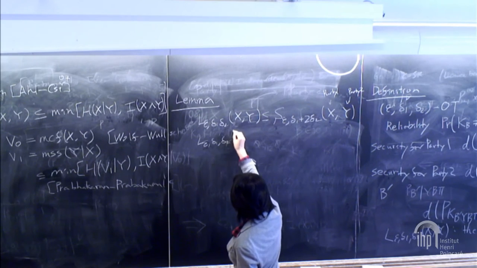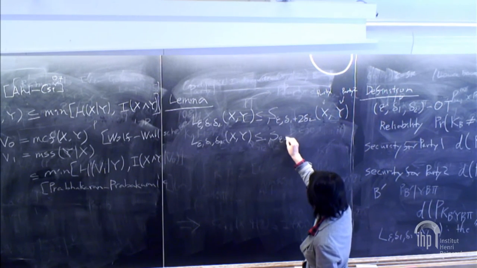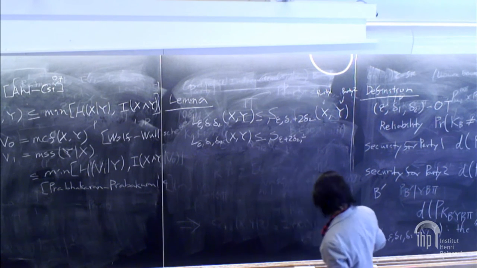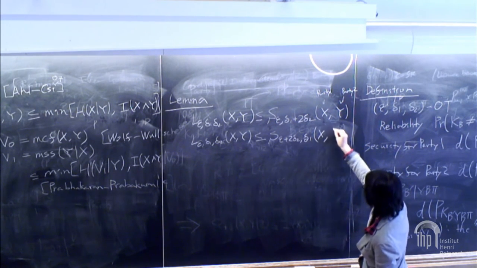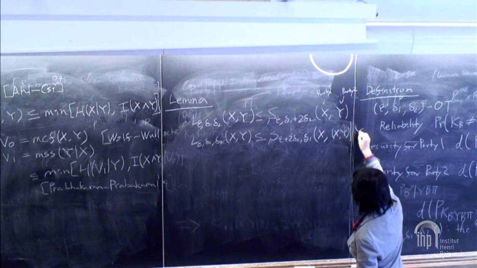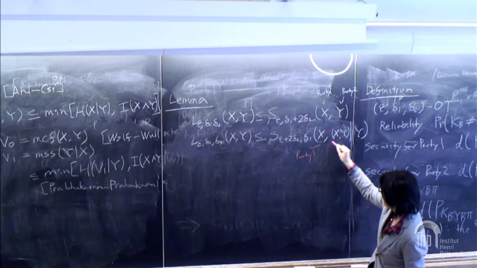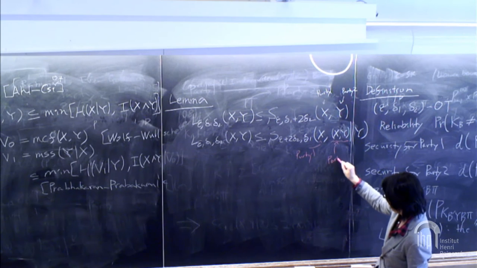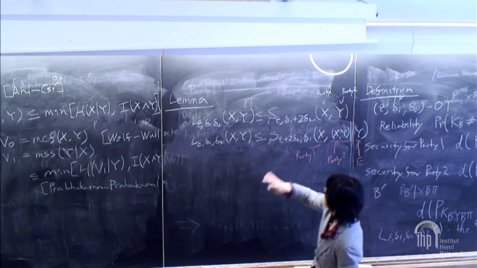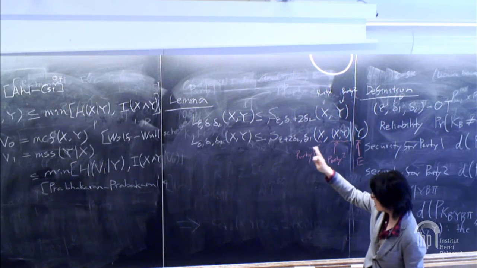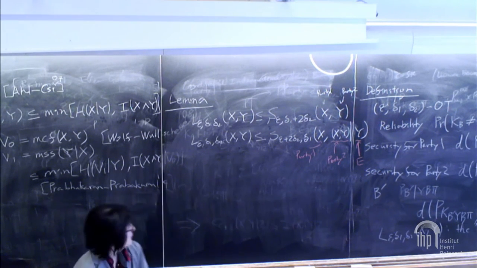The second one is: the length of oblivious transfer is bounded by S of epsilon plus 2 delta 2, delta 1, of XY given Y. So this is party 1's observation, this is party 2's observation, and this is the eavesdropper's observation. So the length of oblivious transfer can be bounded by the length of secret key that can be generated in this situation. Okay, I'm going to explain the rough idea of these bounds later.